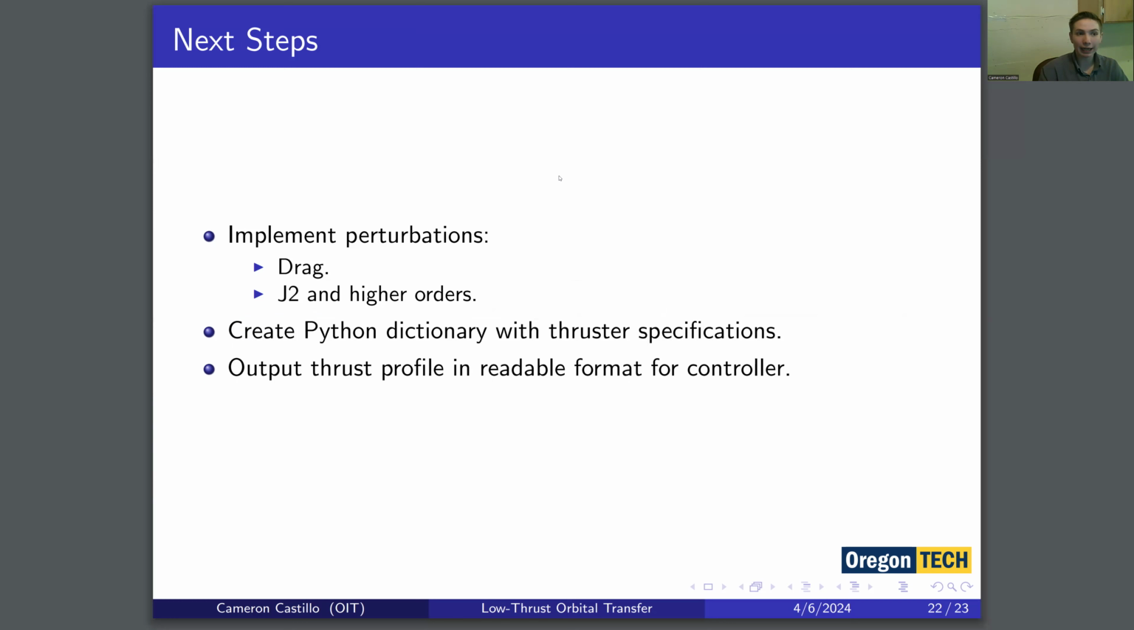So we want to implement drag. It's a very nonlinear function, and it can change as the CubeSat turns and different faces are facing the direction of velocity, right? And then implementing the different perturbations.